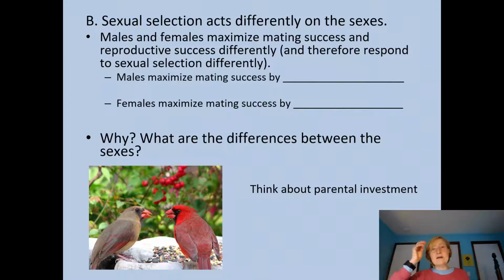And here I want to make a comment. When we talk about animal sexes, we use the term sex, not gender. Sex refers to their biological state. Okay, males and females. And sometimes hermaphrodites, depending on the species. So males and females maximize their mating success and their reproductive success differently. And because they do that, they respond to sexual selection differently.